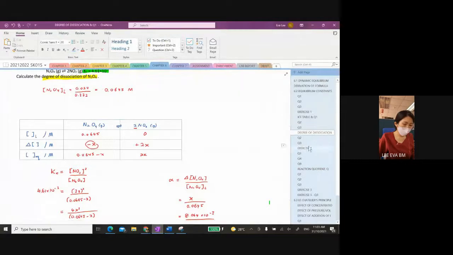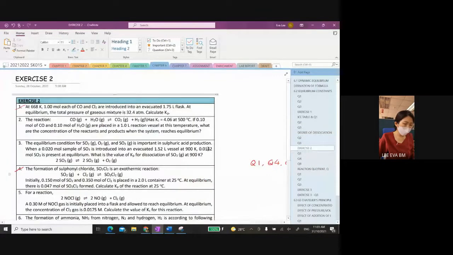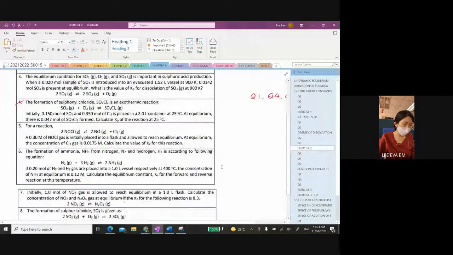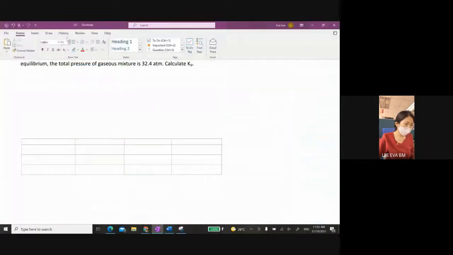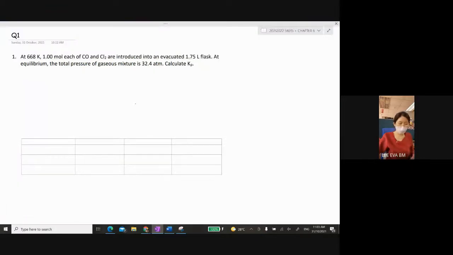So in your exercise number 2, you are instructed to do questions 1, 4, and 9. Let's look at question number 1 here. You can check the answers together with me. In this question, the temperature is 668 Kelvin, which is already in the correct unit. Then you are given the number of mole of COCl2. There's a keyword here for you: number of mole, you can write down the abbreviation.